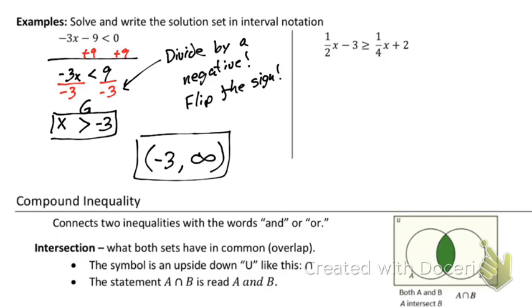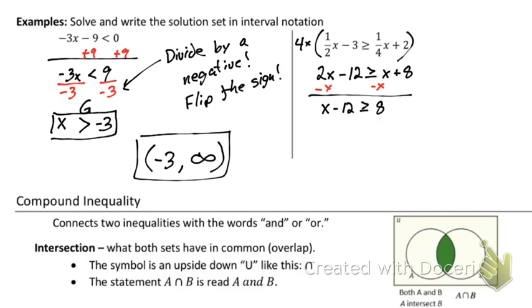Our next one, we're going to treat it as just a normal linear equation. We are just going to get rid of the fractions by multiplying both sides by 4. 4 times 1/2 is 2x minus 12. I don't need to flip the sign because I'm multiplying by a positive. Then we have 1x plus 8. Let's go ahead and subtract x from both sides. I'm going to have x minus 12 bigger than or equal to 8. Add 12 to both sides. I guess I can show that too. And in the end, we're going to have x is bigger than or equal to 20.